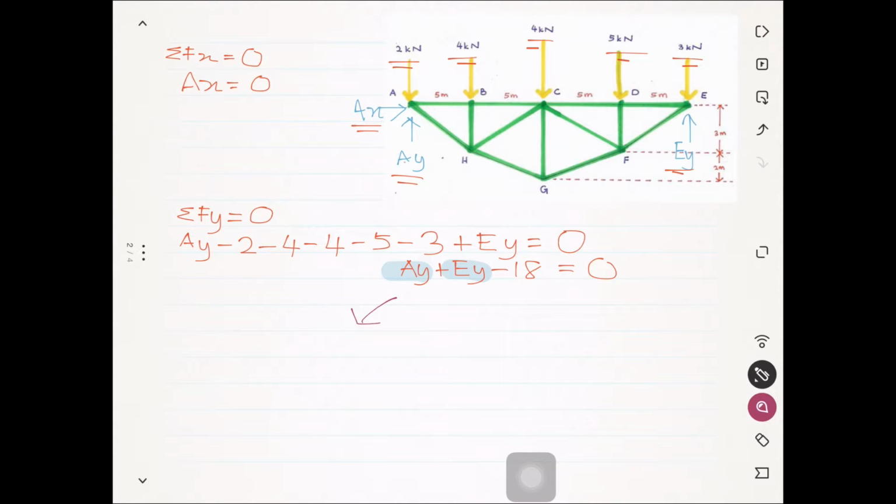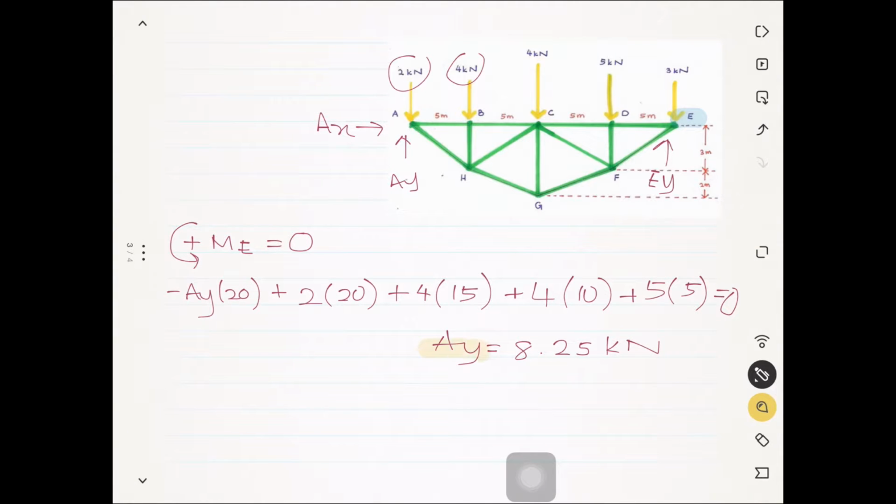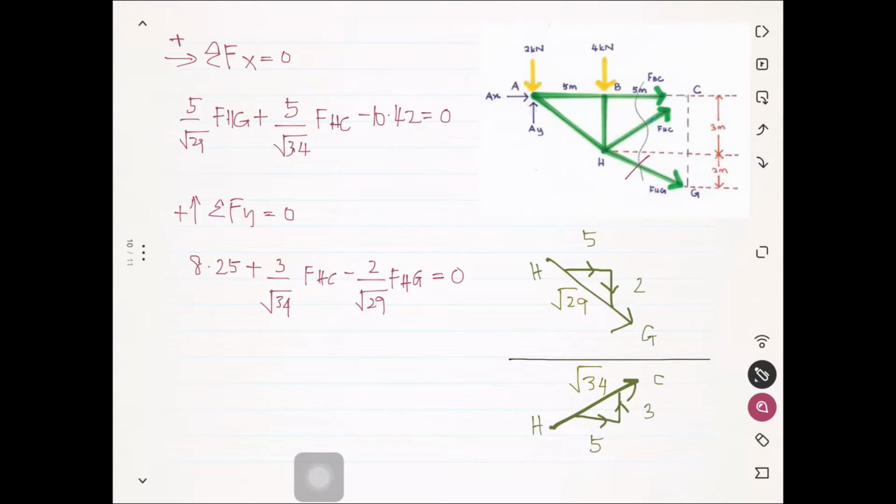Okay, we have already got our Ay, so we put it into the equation. It's here. Ay is 8.25 kilonewton plus Ey, which we want to find, minus 18 equal to 0. So Ey is equal to 9.75 kilonewton. So we have already got our Ey and Ay. The question wants to find the force HG here.